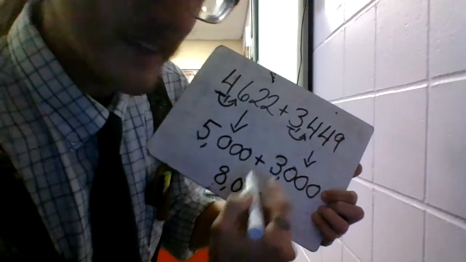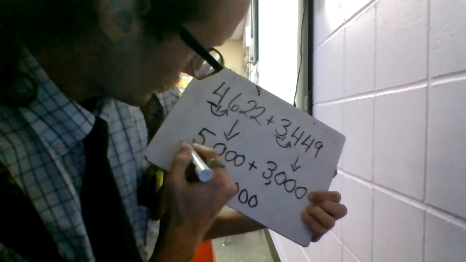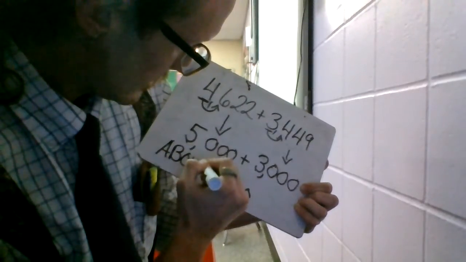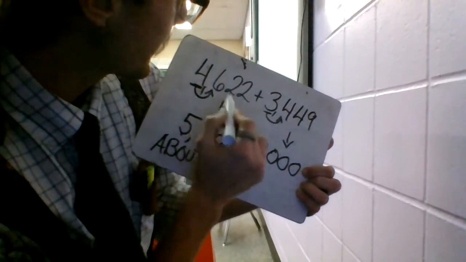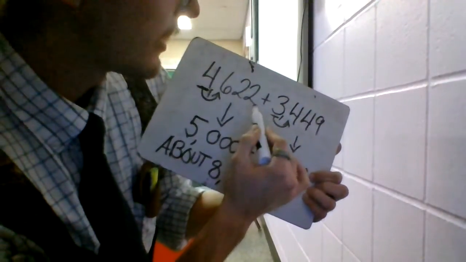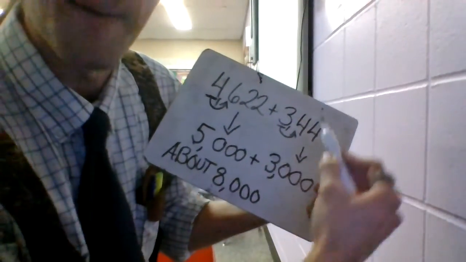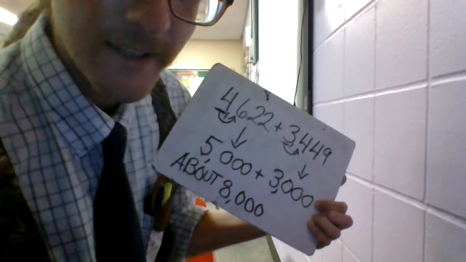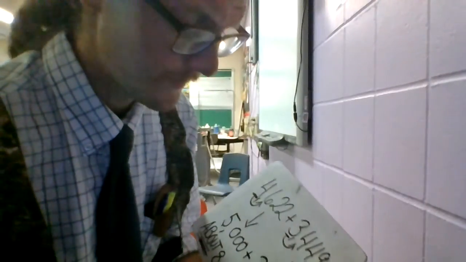Now this is not the exact answer to this. This is just an estimate. So we need to put about, because 4,622 plus 3,449 is about 8,000. It's not exact. That's why this word is so very important. Rounding.